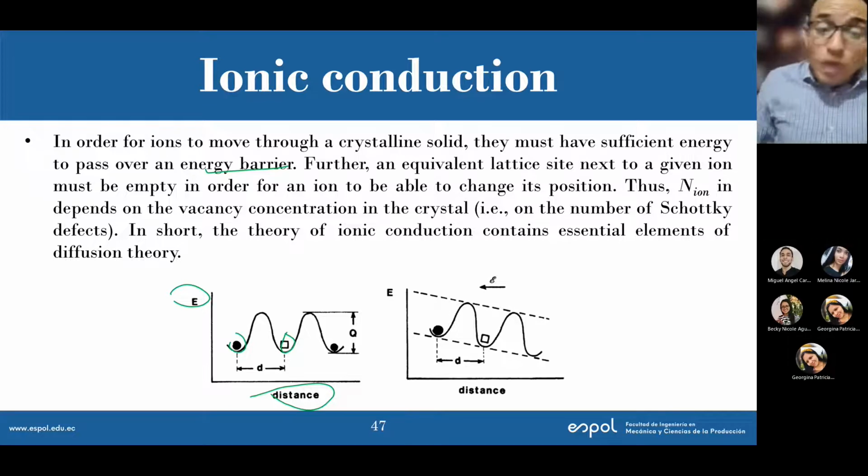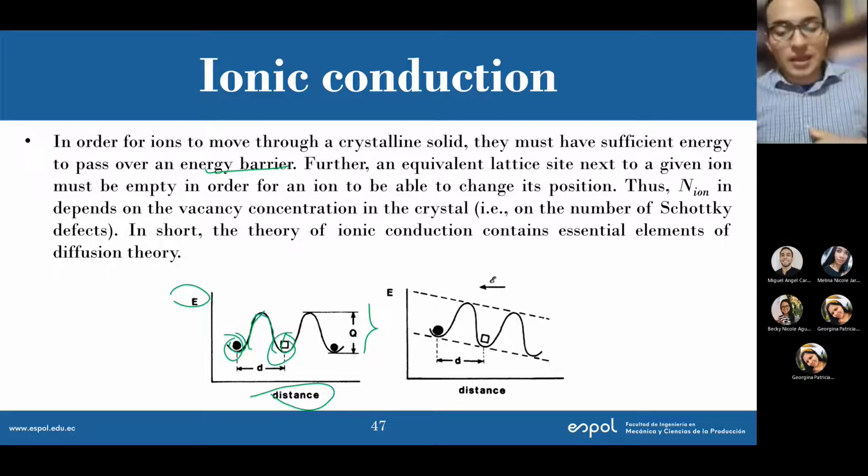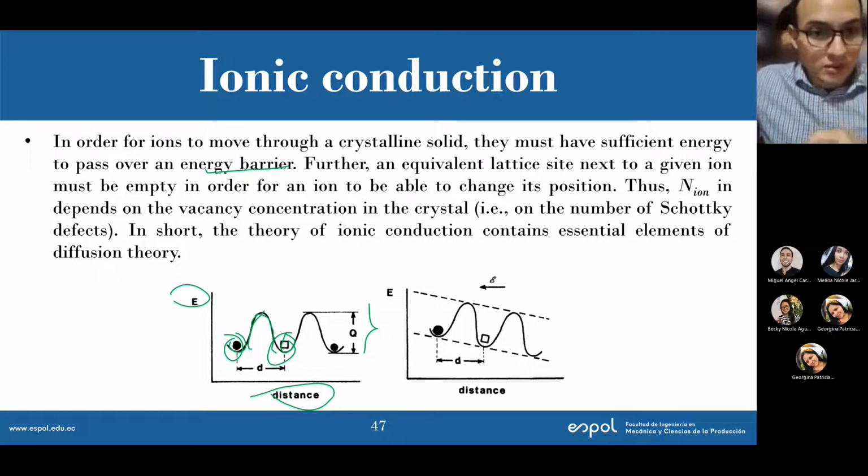So if we don't apply any electric field, they do need an activation energy, that is Q right there. They need an activation energy to move, to overcome that energy barrier and move from this lattice site to this other lattice site where a vacancy is sitting. So they need enough energy to overcome it and move that ion to the vacancy site.